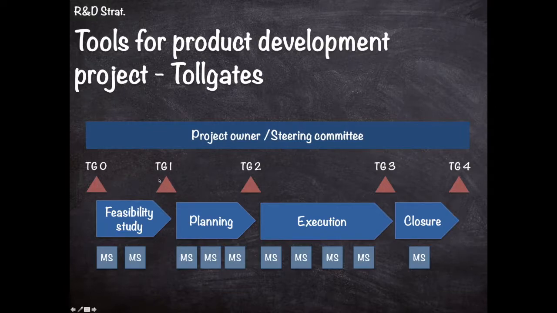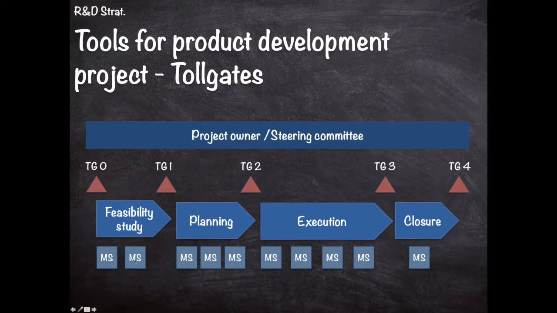And here there are some people, it could be the product owner and steering committee, who meet and say, okay, this is good enough, we're going to proceed with planning. Or no, this is not good enough, you have to continue and redo things. Or no, we're going to terminate this project altogether. Those are the decisions that they make in the tollgates. A go, no-go decision is made in all the tollgates in the process.